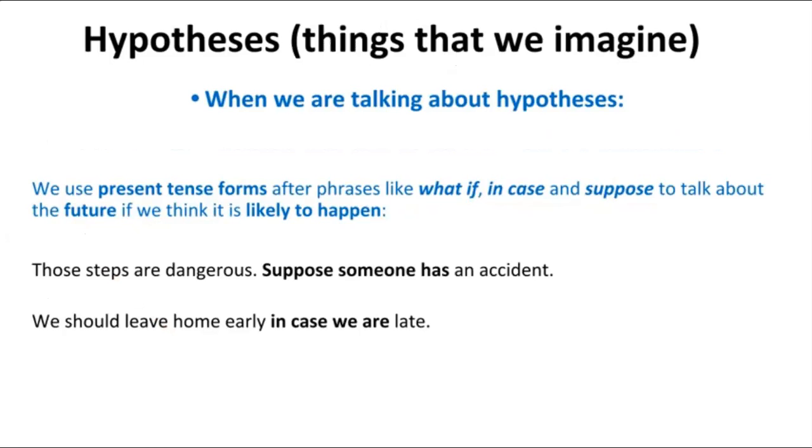The chances are very high that it will happen. Let's take a look. Those steps are dangerous. Suppose someone has an accident. That means it's very likely that someone might face an accident in the future, because those steps are dangerous and not even.